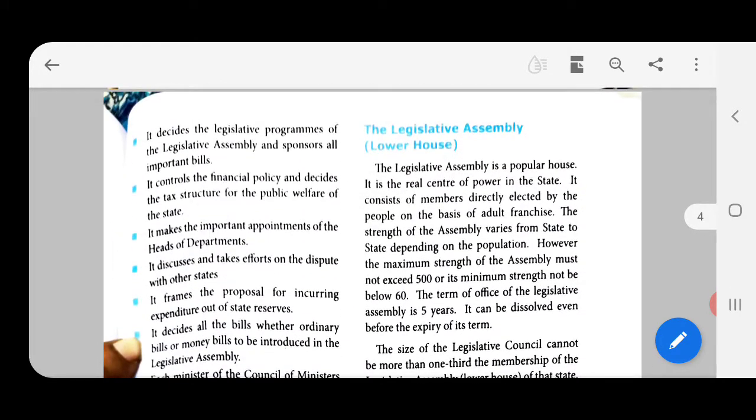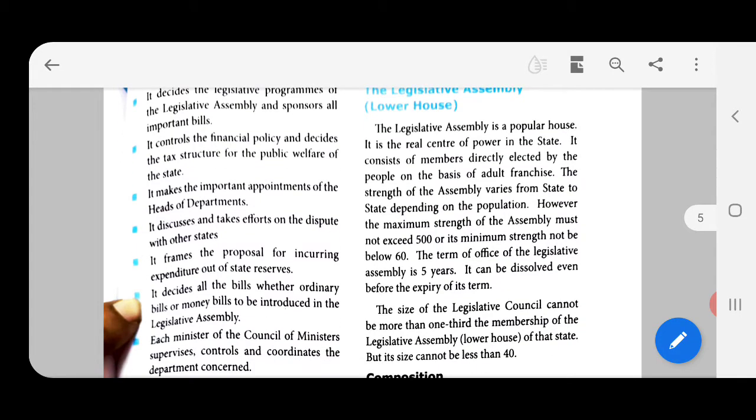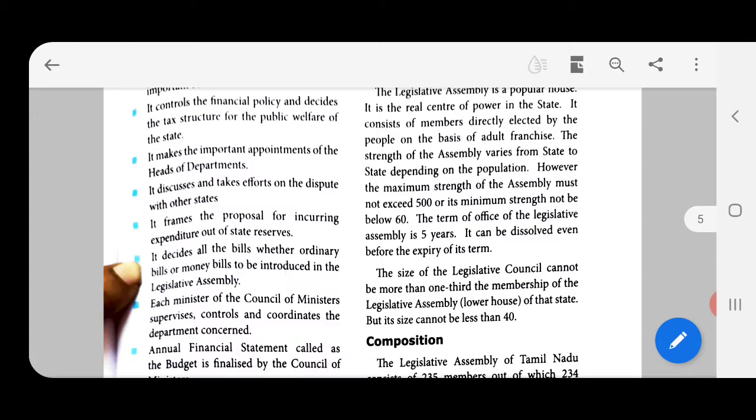Next we move on to the legislative assembly, which is called the lower house. The legislative assembly is a popular house. It is the real center of power in the state. It consists of members directly elected by the people on the basis of adult franchise.